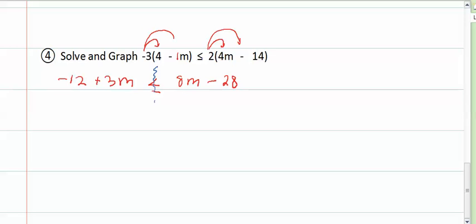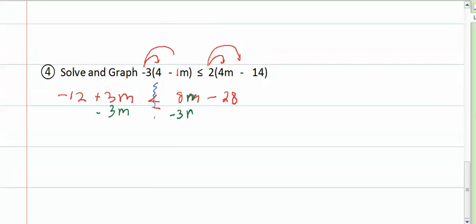Okay, so now I'm going to start putting my m's on one side, numbers on the other. And in this case, I'm going to start with my m once again, but this time I'm going to move my m to the right side. So I'm going to subtract 3m, because this is a positive. I'm going to do the opposite, minus 3m. And I'm going to minus 3m here. Okay, so it's gone over here. It's a 0. I still have negative 12. I'm going to keep my inequality sign for now to see if I have to switch it. And now I have 8 minus 3 is 5m.